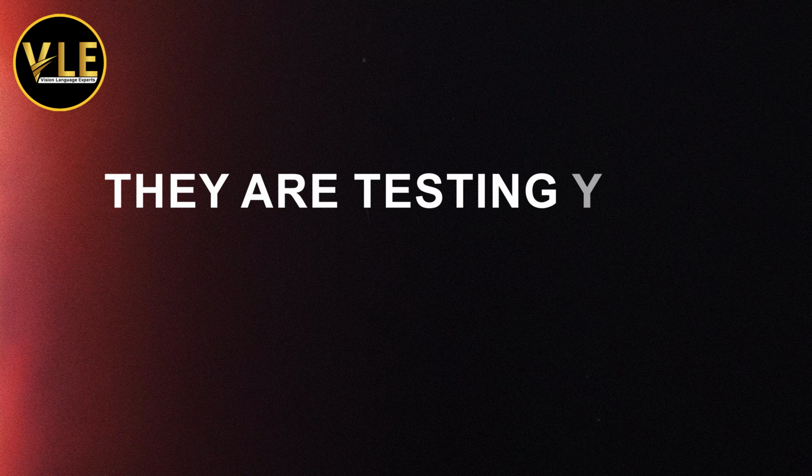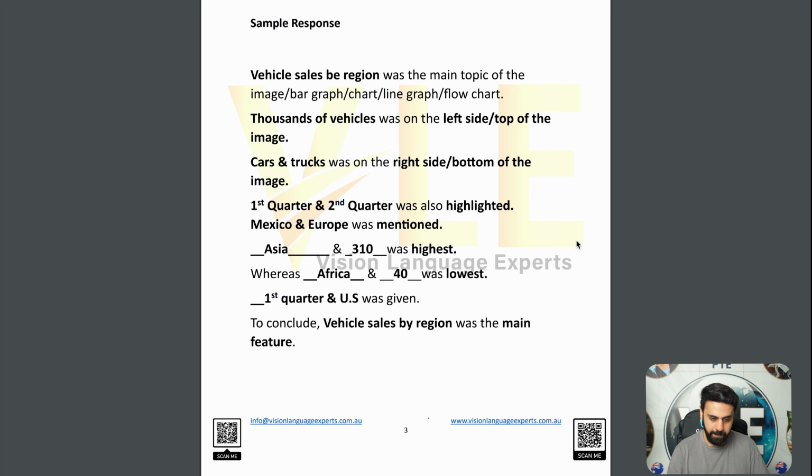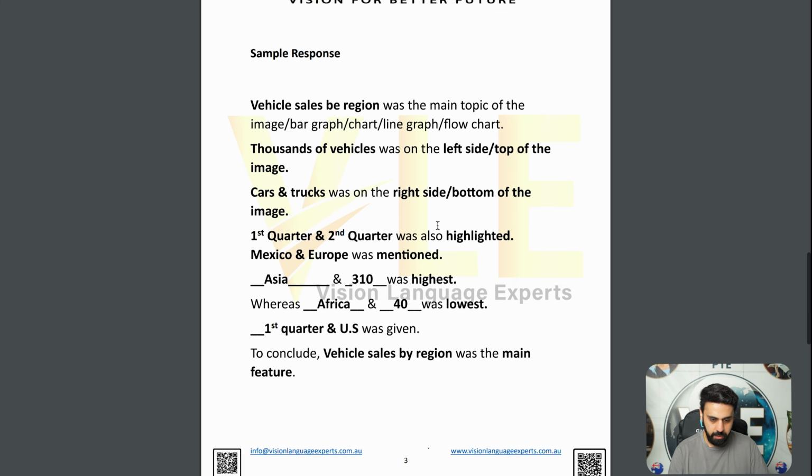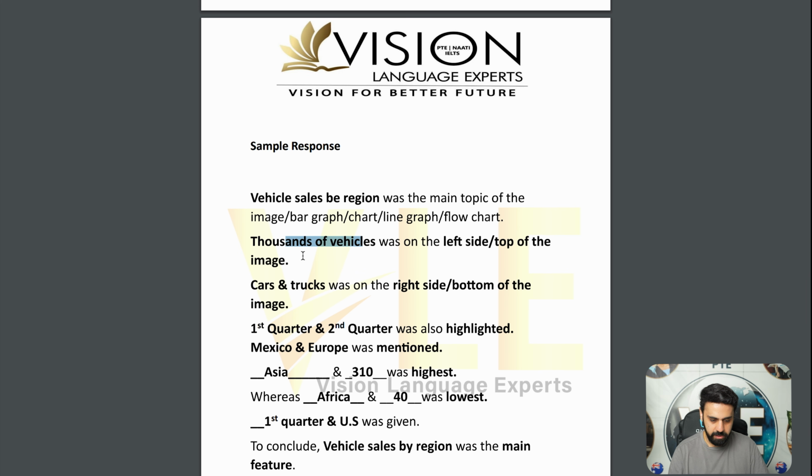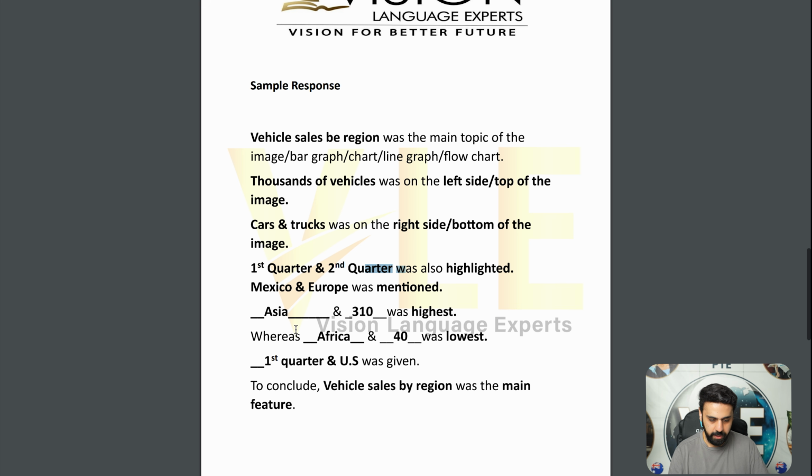So they are testing your fluency first. Content is also important, but fluency is also very important. So do not break your fluency, even if you make a small, tiny mistake. Now this is one of the sample answers you can see, which I have used for this kind of image, where I have picked thousands of vehicles on the left side, then cars and trucks on the right side, first quarter and second quarter, and then Asia 300 was highest, Asia 40 was lowest, then first quarter in US, and so on. You can also use the same for these kinds of images, guys.